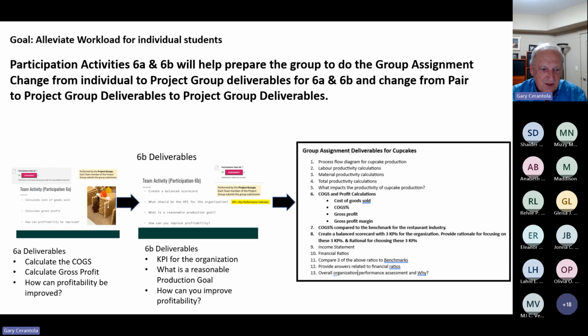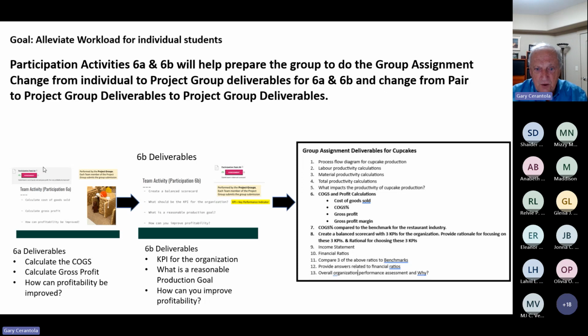On team activity 6A, you'll have to calculate the cost of goods sold for the gingerbread house, and make all the assumptions that you need to in terms of costs and what you're going to do. Calculate the gross profit, and again, it gets back to the message I sent you that you really need to go through all the videos on topic 6 to understand how you can get this done. She does a really good job of explaining what she did with the gingerbread house that she prepared, and it'll give you a good sense of how to get this done. And then answer a question: how can profitability be improved? So that's what you need to do on that one.